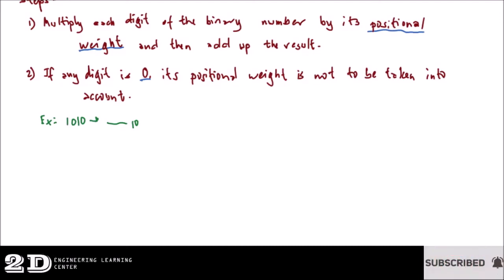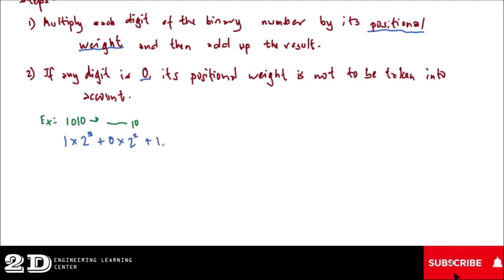So we are going to apply the first step: multiply each digit by its positional weight. We have 1 times, then because we are using base 2, 2 raised to the power of 3, since this is the digit in the third positional weight. Plus 0 times 2 to the power of 2. Next is 1 times 2 to the power of 1, plus 0 times 2 to the power of 0.